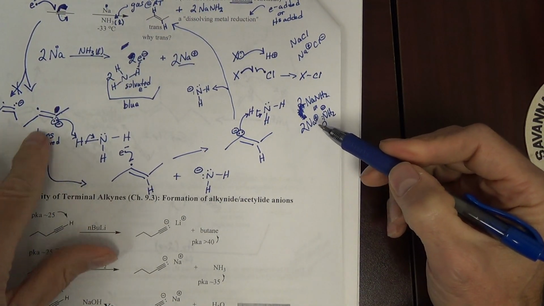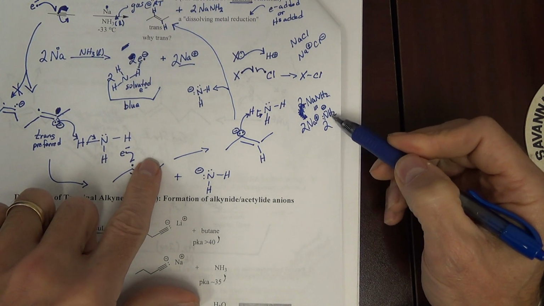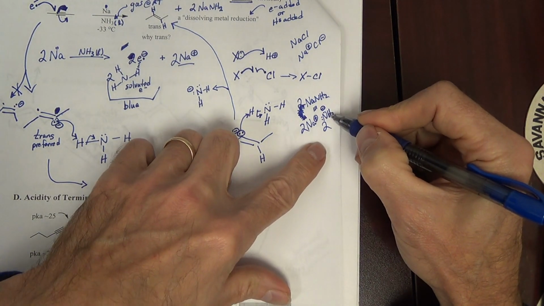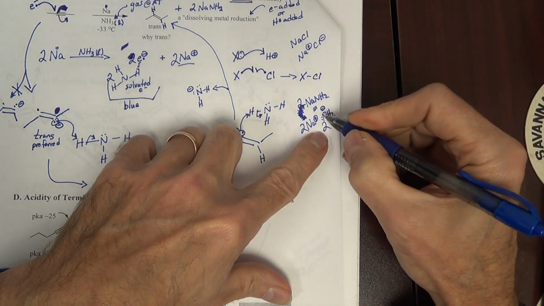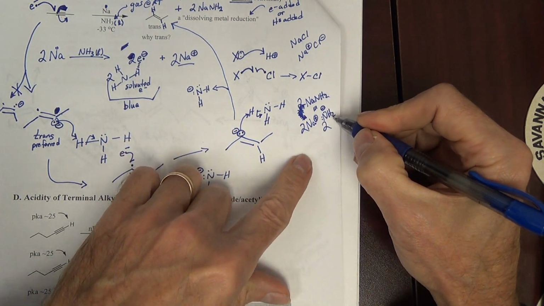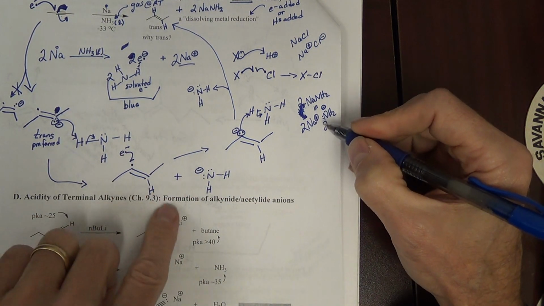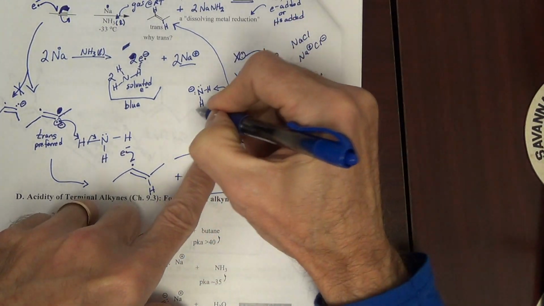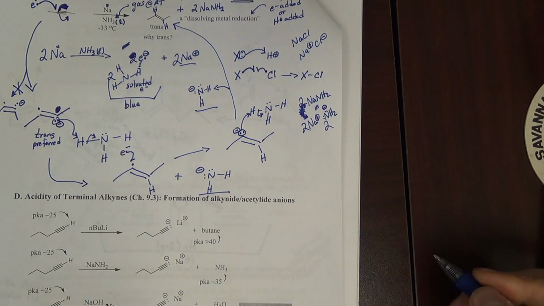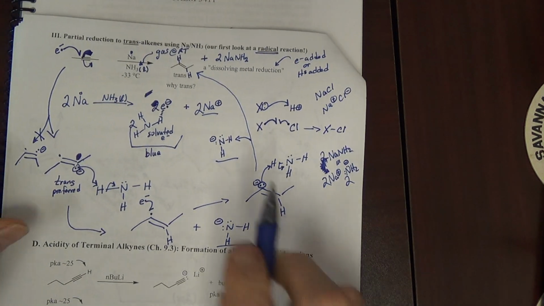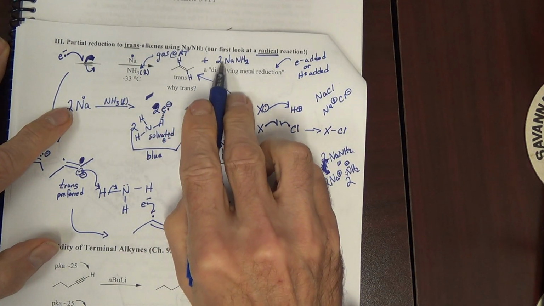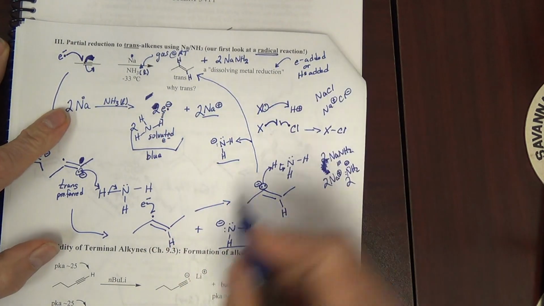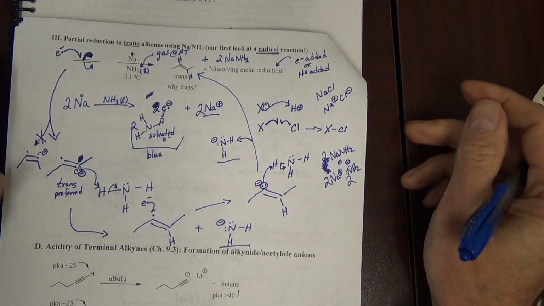2 sodium pluses and 2 of these. By the way, this is called sodium amide. And we formed one right there, and we formed the other one right here. So when I say we also formed 2 equivalents of the sodium amide, you see that we indeed did that.